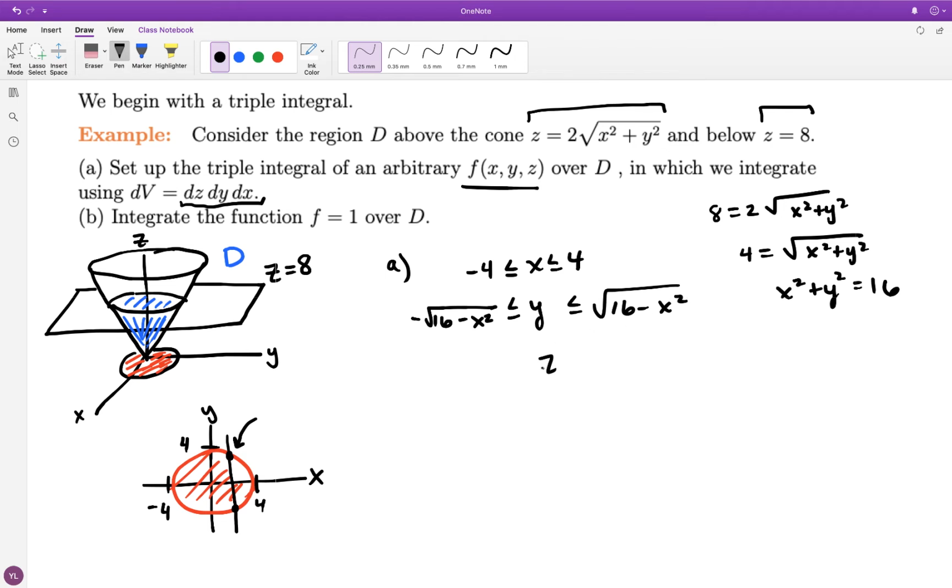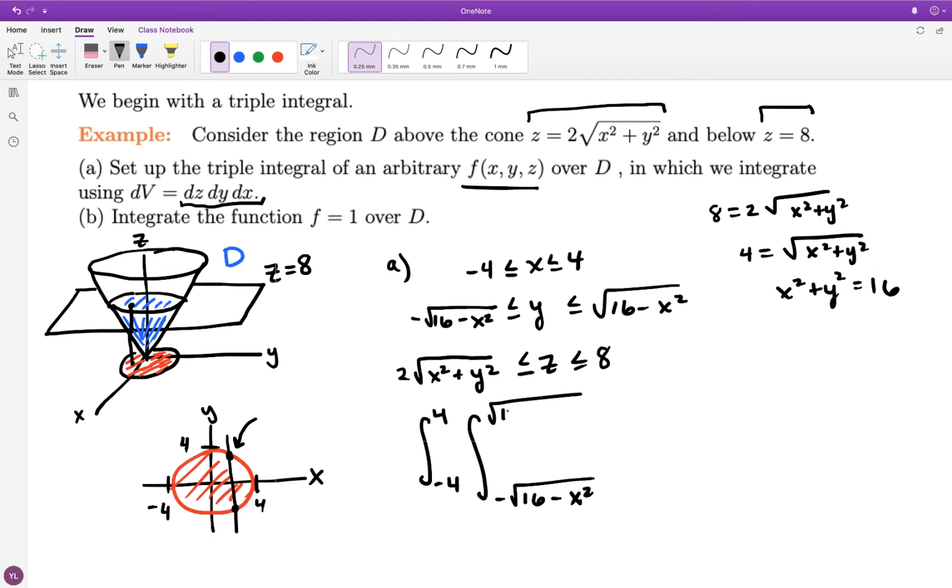Excellent. And then z gets to range between the height of the cone and the height of the top plane. All the z coordinates inside of this cone are bounded below by the cone and above by the flat plane z equals 8. So at most z is 8, and at least z is this quantity here. Okay, so part A is to set up this triple integral in that order. Here it goes carefully.